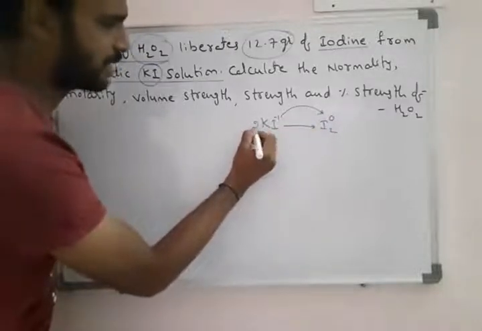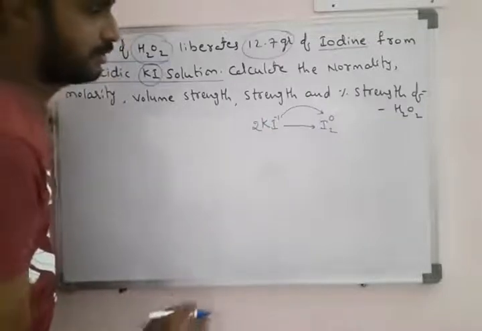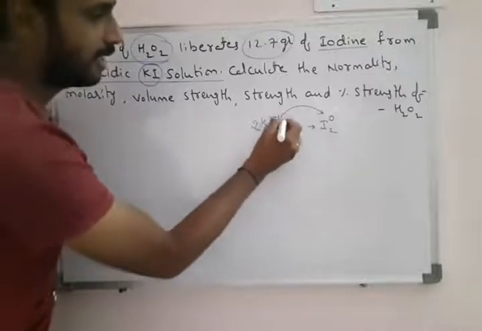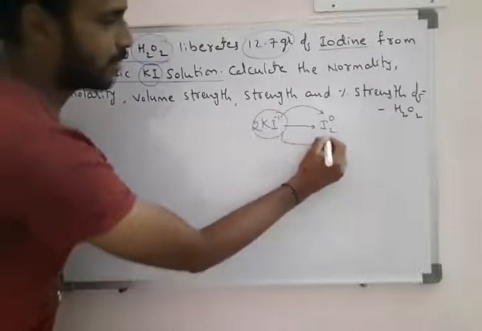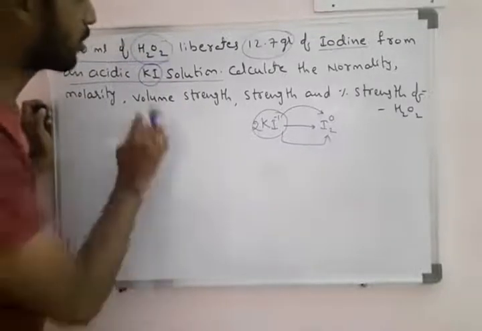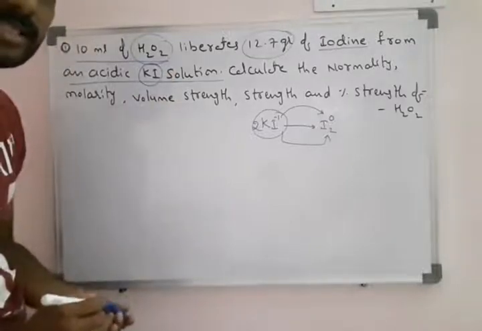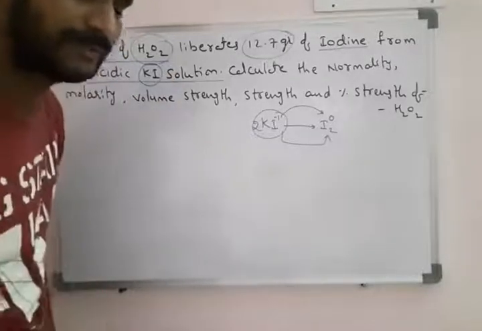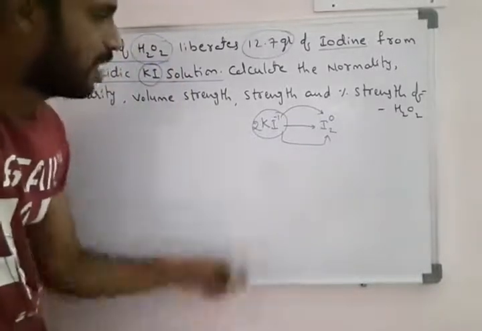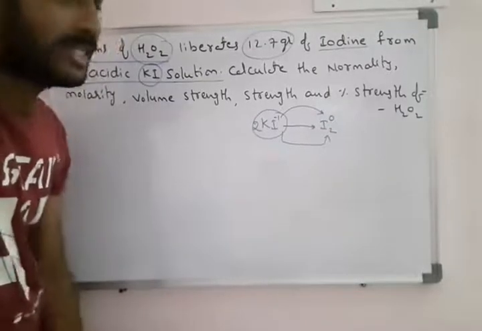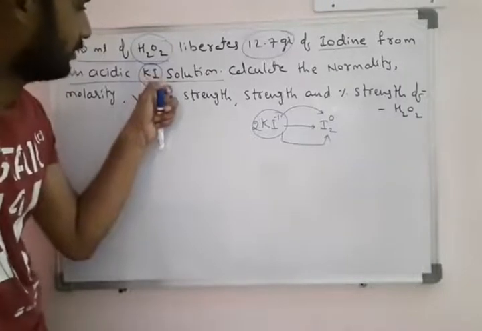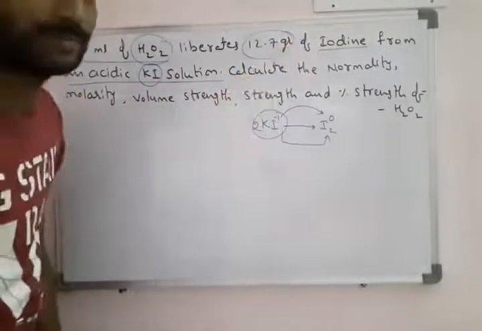Means the iodine oxidation number is increased from minus 1 to 0. For balancing purpose you can write 2. The iodide is oxidized to iodine by reacting with hydrogen peroxide. Means here hydrogen peroxide works as the oxidizing agent. We already know that hydrogen peroxide acts as an oxidizing agent and also a reducing agent based on the conditions and the compound. Here hydrogen peroxide oxidizes the potassium iodide into iodine.